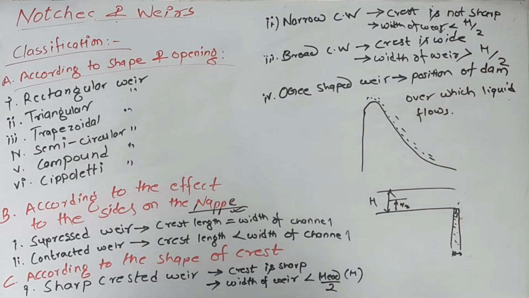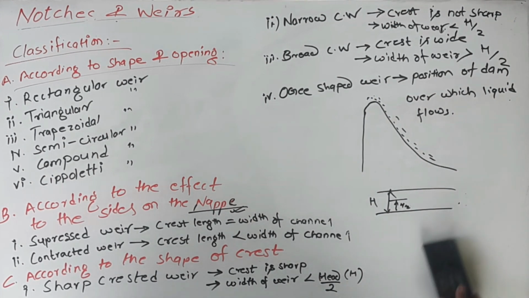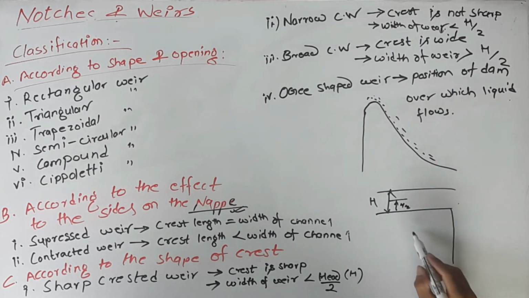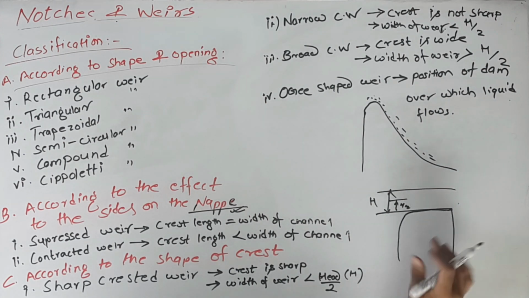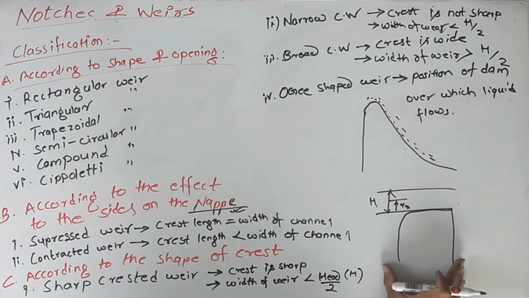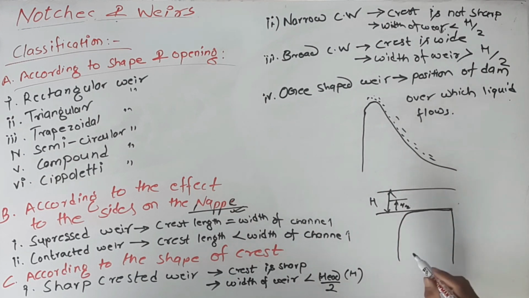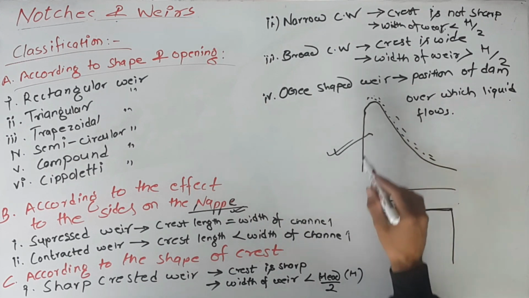And broad crested weir. For broad crested weir, I will modify the figure here. This is broad crested weir. This crest is broad. Width of the weir is greater than h by 2. So it is broad crested weir. OG shaped weir is this type of weir.